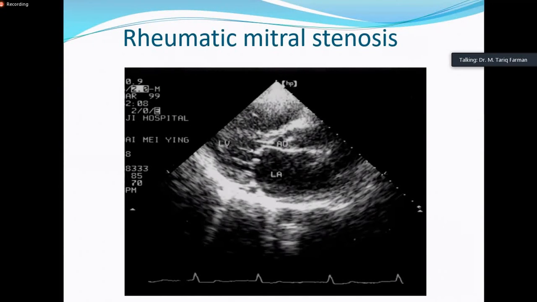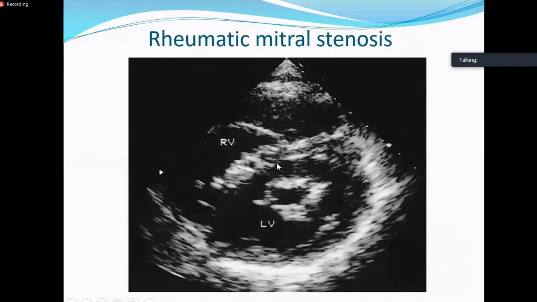This is the 2D echo, and this view is called parasternal long axis view. This is the short axis view of the mitral valve, and in this short axis view, the typical finding is fish mouth appearance. This is actually the mitral valve orifice, and in this view, we can measure the mitral valve area. By tracing this orifice, we can get an idea about the area of the mitral valve.